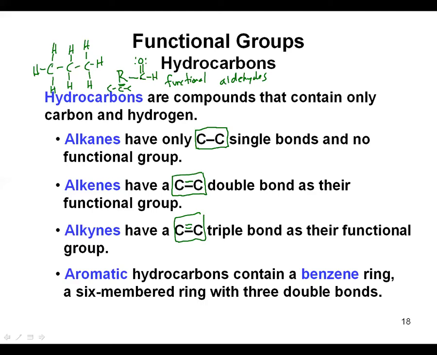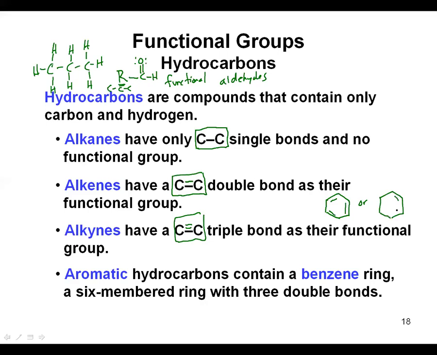Now, an aromatic hydrocarbon contains a benzene ring. So when we talk about aromatic organic compounds, they contain a benzene ring. Let's talk about what the benzene ring looks like. It is a 6-carbon ring that has 3 double bonds in it. So it could look like this, or it may look like this.